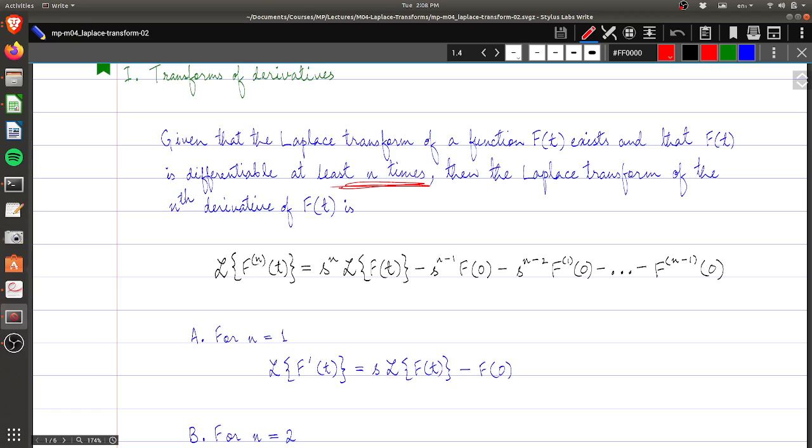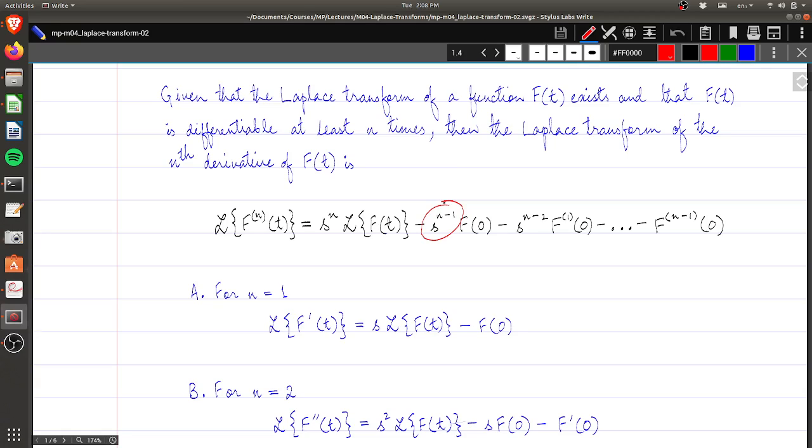Then we can find the Laplace transform of the nth derivative using this formula. Inside the bracket we have f^(n)(t), that means the nth derivative of f, and you are taking the Laplace transform of the nth derivative of f. What will this be equal to? It will simply be equal to s to the power of n times the Laplace transform of the function itself, then minus s to the power n minus 1 times the value of the function at t equals 0, minus s to the power n minus 2 times the value of not the function but the first derivative.